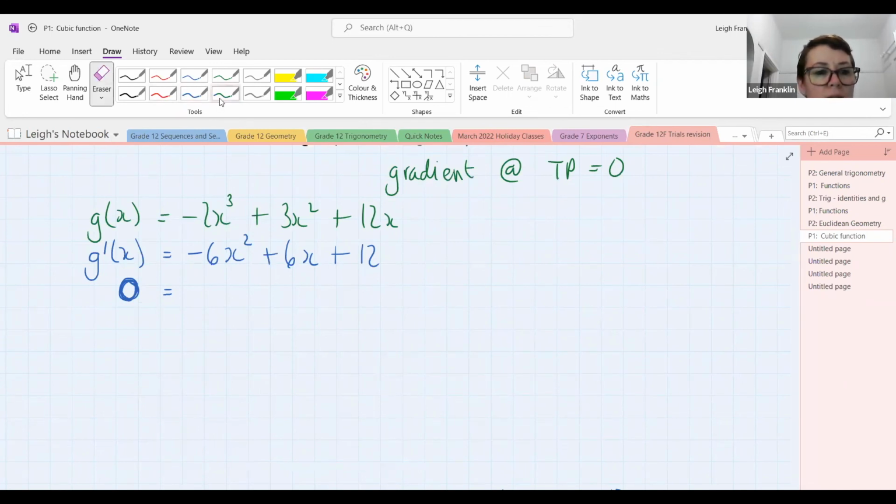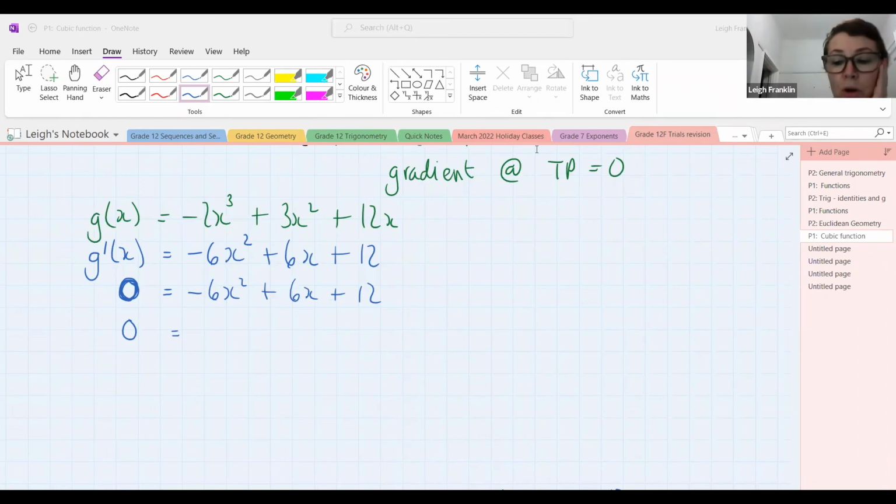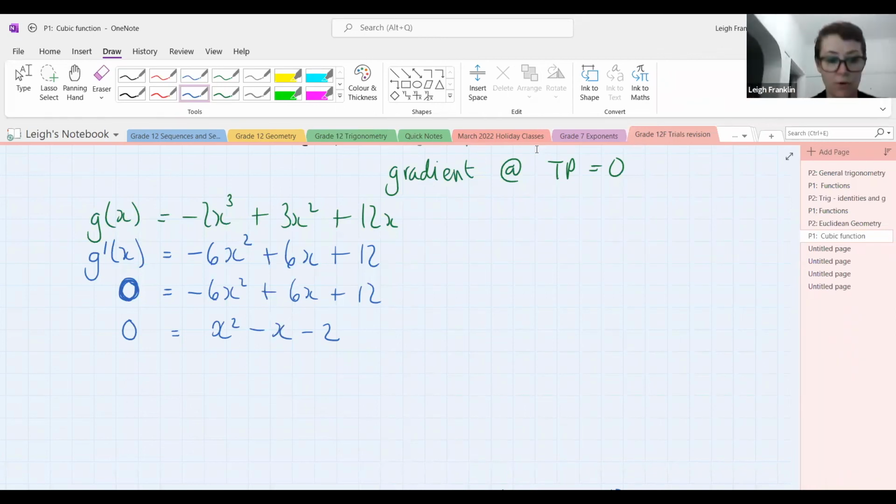We are going to write our answer of minus 6x squared plus 6x plus 12. Now we need to factorize this, because we've got 2 turning points. Exactly, divide through by negative 6. So this is going to end up being x squared minus x minus 2. We've divided every single term in the equation by minus 6 after making it equal to 0.